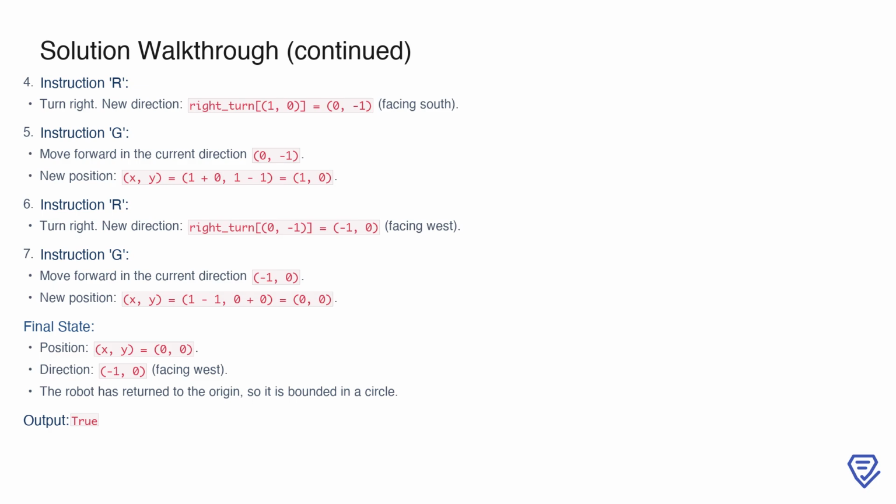A G then moves it forward in this direction, bringing it to (1, 0). The next instruction, R, turns the robot right to face west (-1, 0). Finally, the last G moves the robot forward in this direction, returning it to the origin (0, 0). At the end of the instructions, the robot is back at its starting position (0, 0), facing west. Since the robot has returned to the origin, it is bounded in a circle. Thus, the output for this example is true.